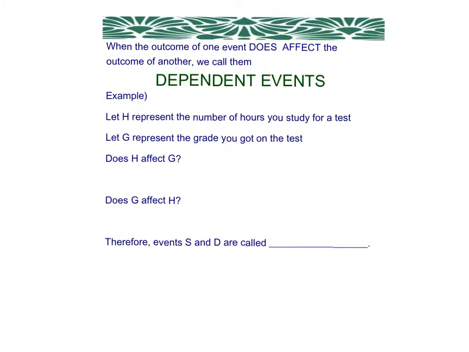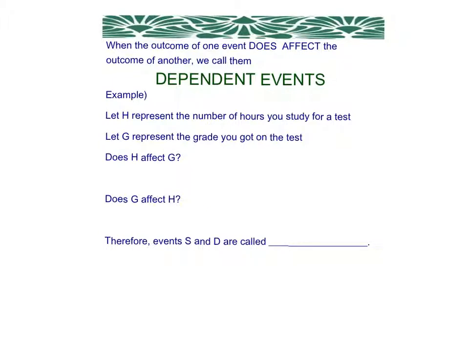Now, when the outcome of one event does affect the outcome of another, we call those dependent events. Let H represent the number of hours you study for a test, and G represent the grade that you get on that test. I asked, does H affect G? Does the number of hours you study for a test affect the grade that you get on the test? A lot of people said, yeah, I think so, or at least I like to think so, that if I study more, I'll get a higher grade. Then does G affect H? Does the grade you got on the test affect the number of hours you studied for the test?